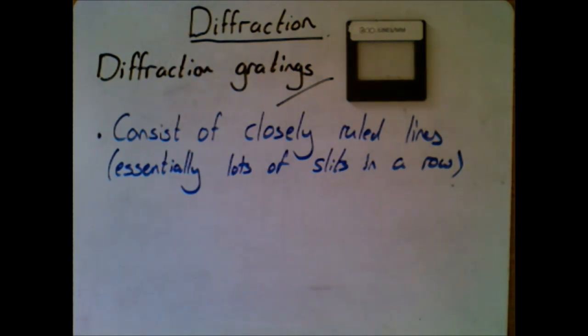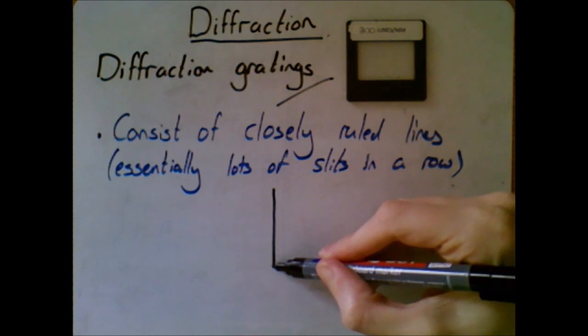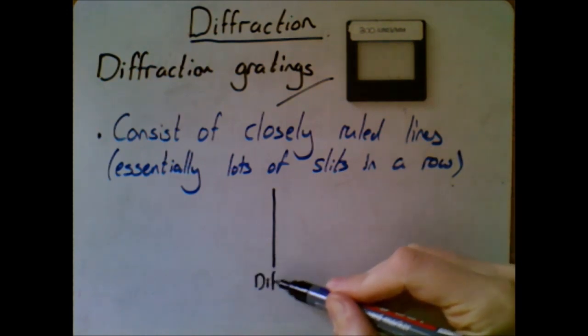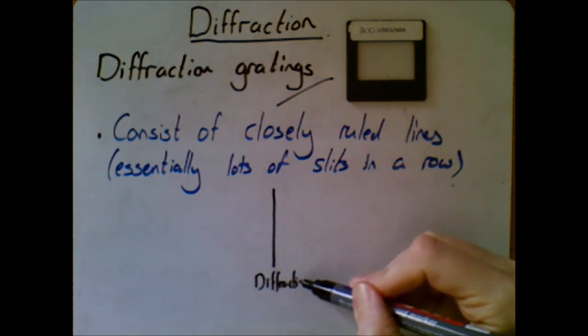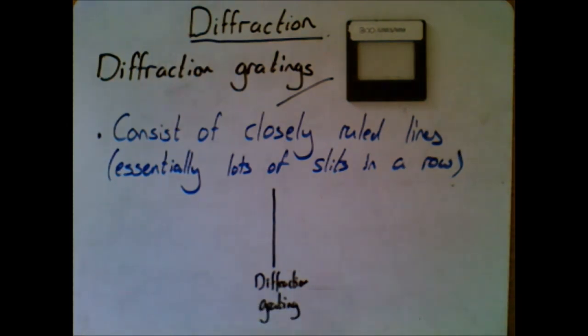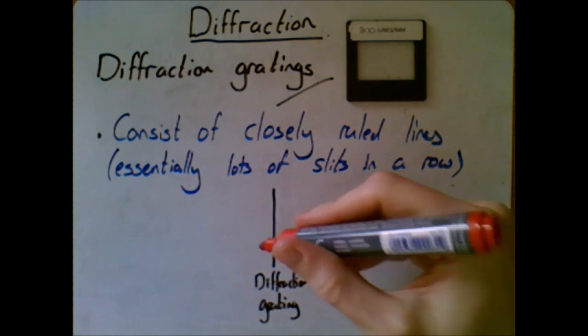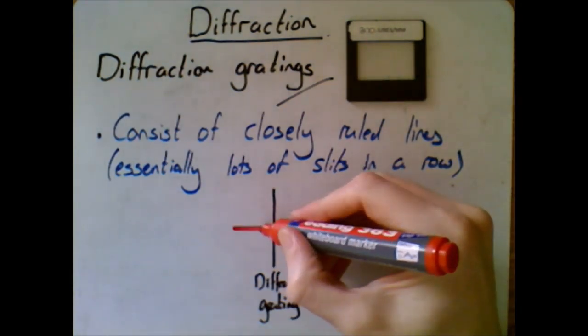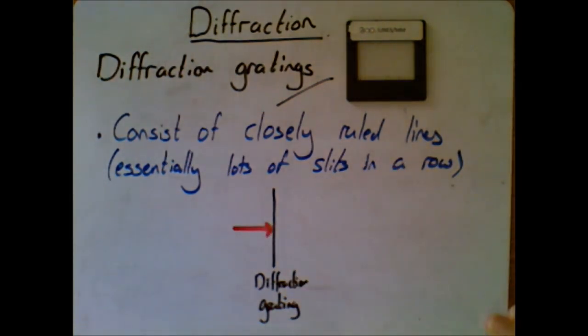Now, what that means is we'll still see an interference pattern. Imagine there's our diffraction grating, and I shine light at it. Now again, I'm going to assume monochromatic light because that makes it a lot easier. So here's my light, possibly a laser, shining at the diffraction grating. Now what I will see is a load of maxima, just like we did before. If I had a screen over here, I would see maxima.